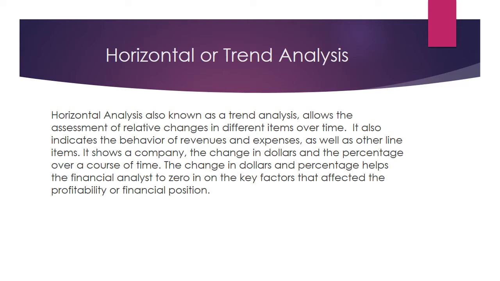So a horizontal analysis, also known as a trend analysis, allows assessment of relative changes in different items over time. It also indicates the behavior of revenues and expenses, as well as other line items. It shows a company the change in dollars and the percentage over a course of time. The change in dollars and percentages helps the financial analyst to zero in on the key factors that affected the profitability or financial position.